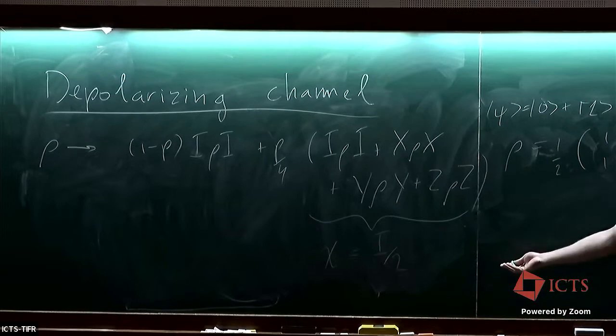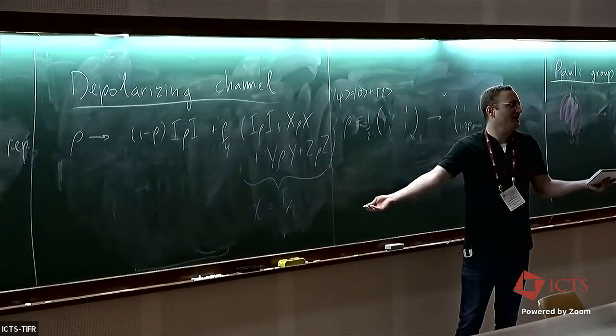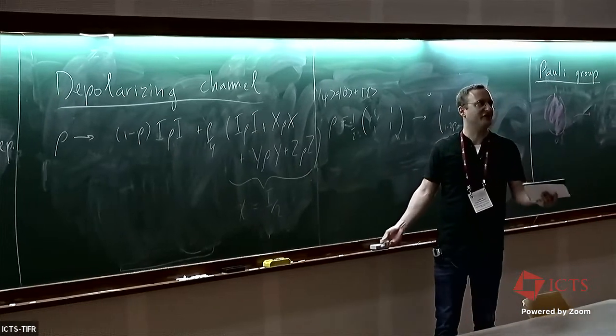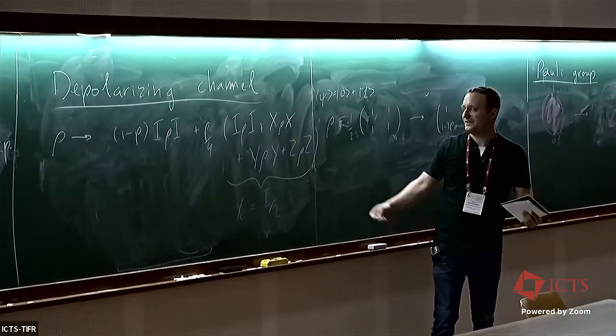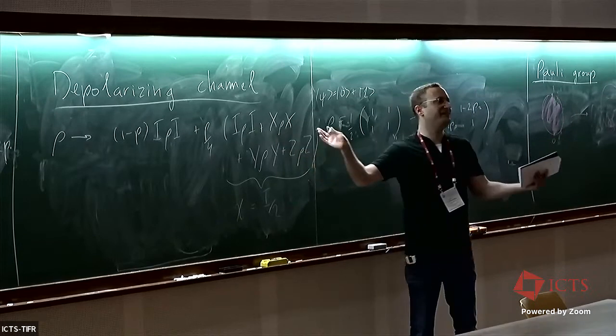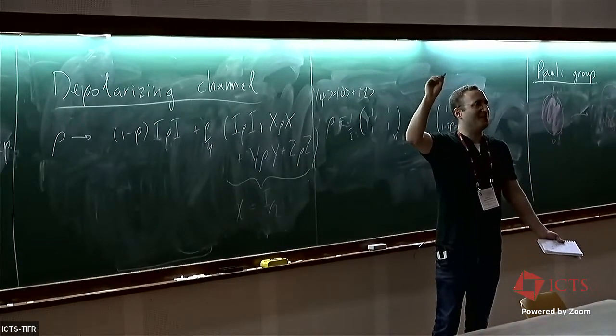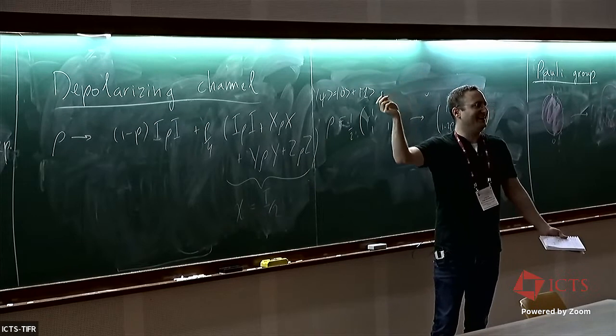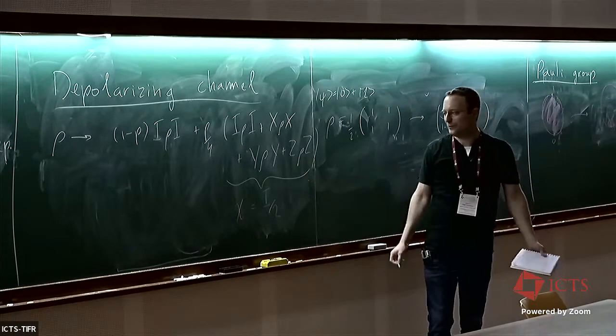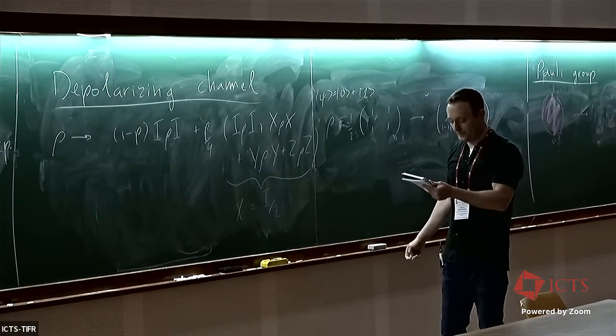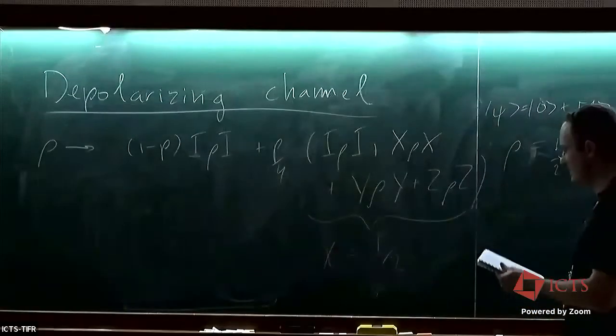What is this density matrix? It's a fully mixed state. It's just the origin of the Bloch sphere. Not surprisingly, you take a density matrix, some vector on the Bloch sphere, and then you rotate it along an arbitrary direction. On average, you're left with the fully mixed state.